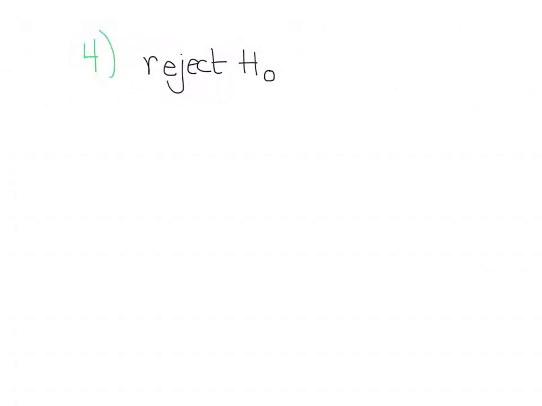That's first. Second, it's important to justify why we've made that decision. Well, when P is low, we reject the H-naught. So we'll say something like we reject the H-naught because P is low, or less than the alpha level given in this problem, which is 0.05. So second is our justification.